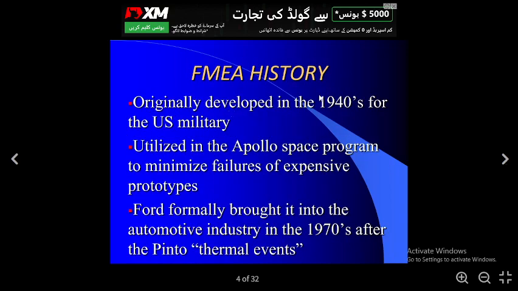The history of FMEA is very important. Originally, it was developed in the 1940s by the US military, and utilized in the Apollo space program to minimize the failures of expensive prototypes. Ford formally brought it into its automotive industry in the 1970s after the Pinto thermal events.